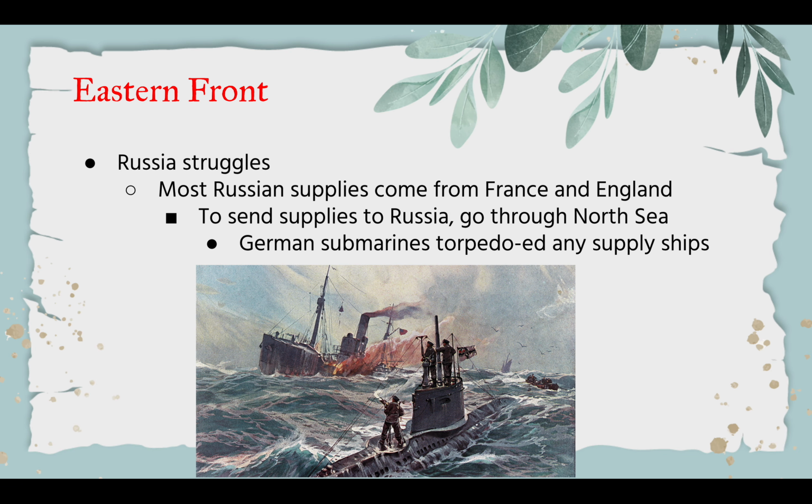Most Russian supplies came from France and England, but that was tricky too, because to send supplies to Russia, they needed to go through the North Sea, and a lot of German submarines were stationed there, and those German submarines would torpedo any supply ships that were coming through.